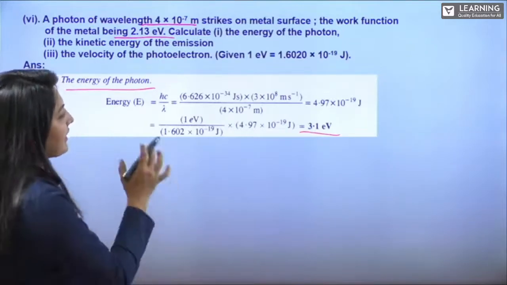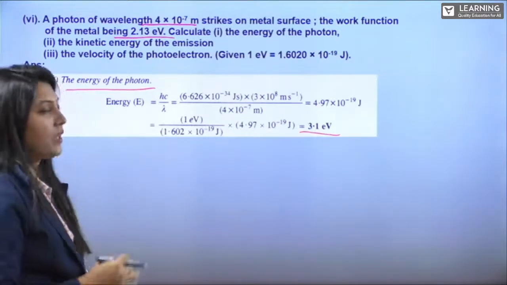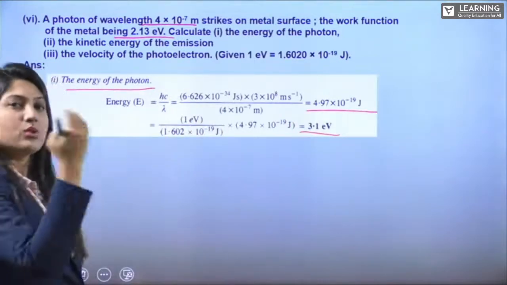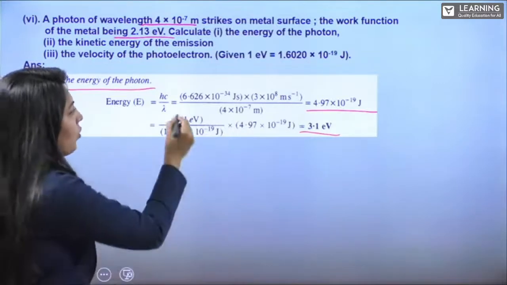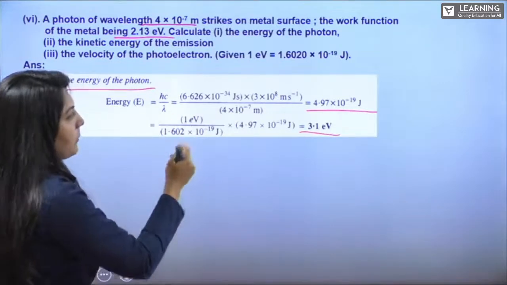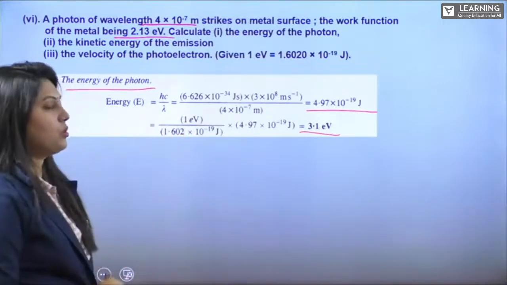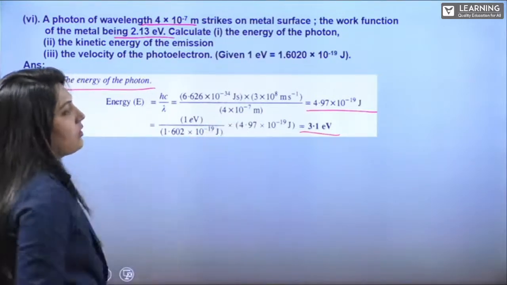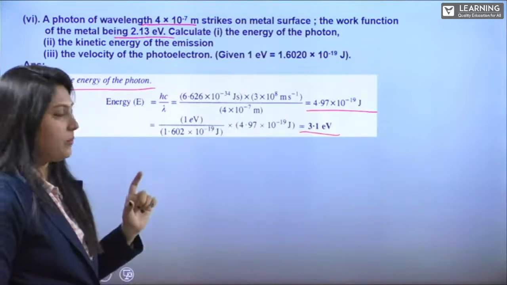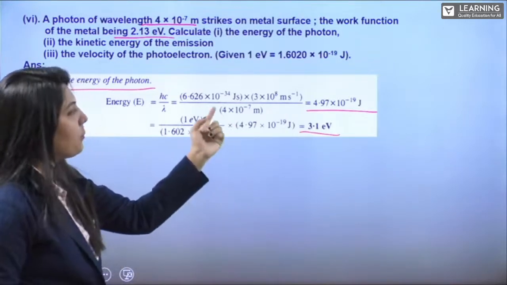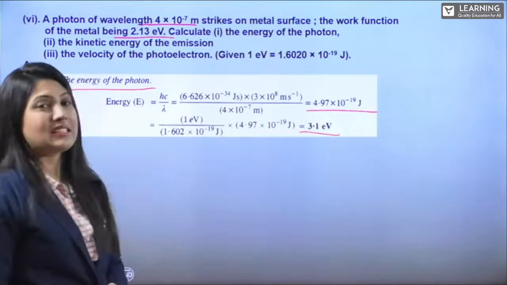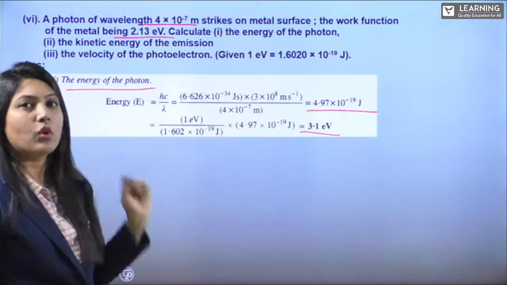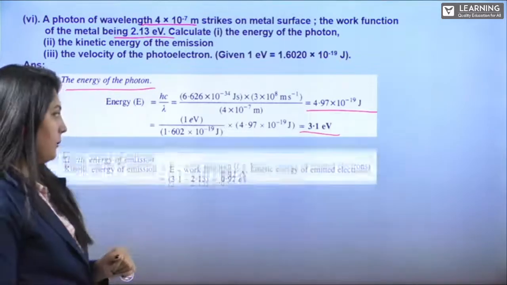So what is this eV? How to convert it? We already have joules, right? We need to convert joules to eV. So 1 electron volt is 1.602 × 10^-19 joules. So if you divide 4.97 × 10^-19 joules by 1.602 × 10^-19, you will get the electron volt value of the photon which is being used here.